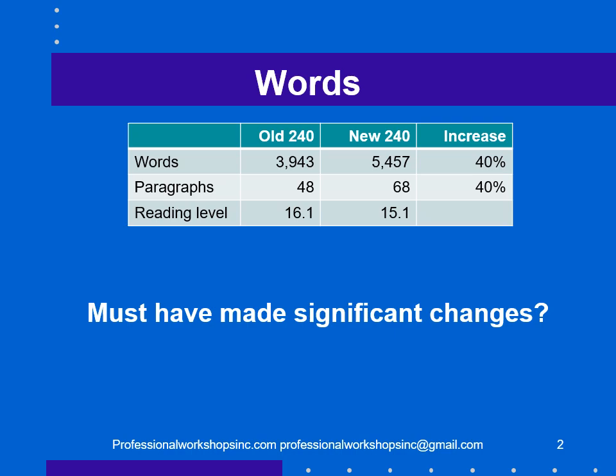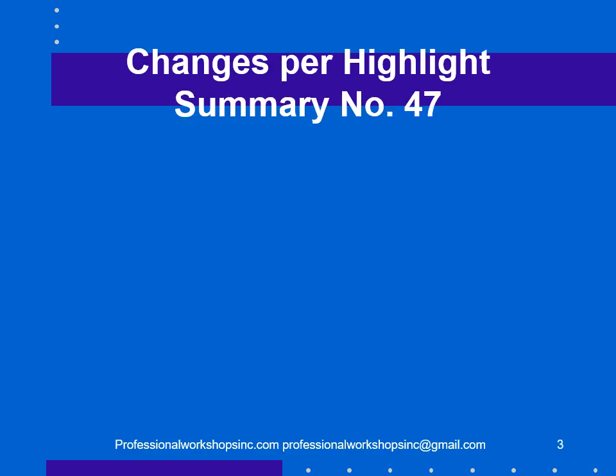Both are far too complex and difficult to read, so it continues to be a very difficult to read and understand section. So one would think that significant changes had been made. What does the Auditing Standards Board of CPA Canada say? And here is highlight summary number 47, and this is how they describe the changes.